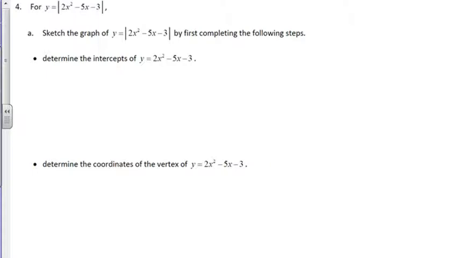Okay, so for y equals the absolute value of 2x squared minus 5x minus 3, we're going to go through a process. This is just like past worksheets. We're taking you through the process. This is the example. When I get this question in the book, this is the procedure I need to go through, right?